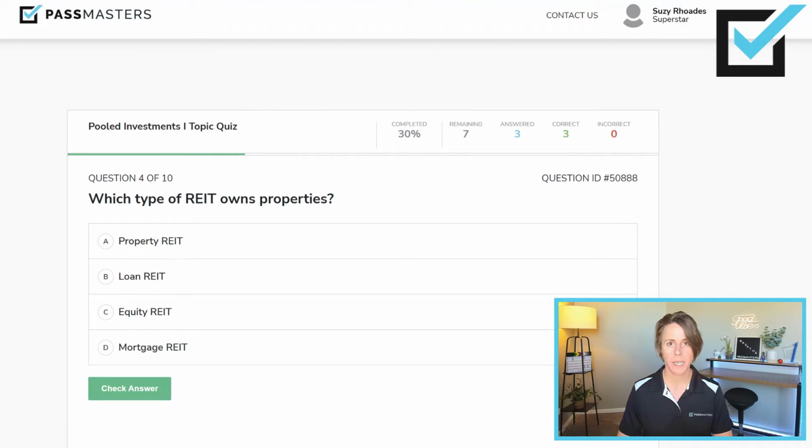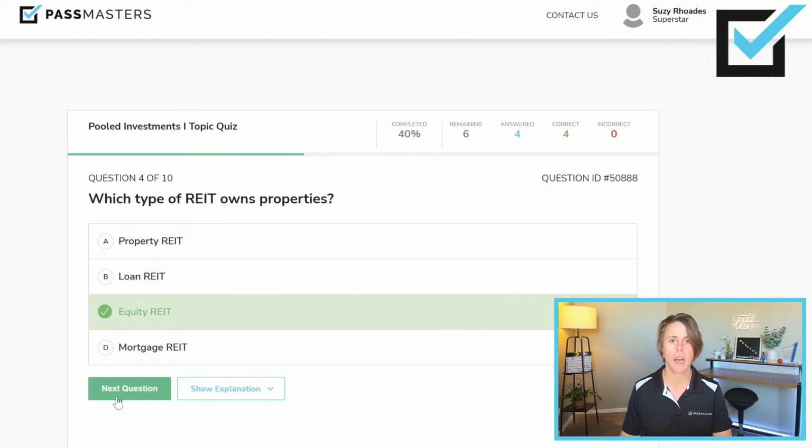Which type of REIT owns properties? Choices include property REIT, loan REIT, equity REIT, or mortgage REIT. There is no such thing as a property or loan REIT. Those are made up. They sound good, but they're pretend. An equity REIT owns properties. It depends upon rental income to be profitable. A mortgage REIT would have mortgages in its portfolio. There is also a hybrid REIT that has a little bit of both, mortgages and properties.